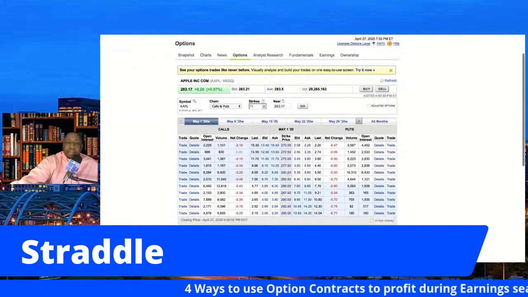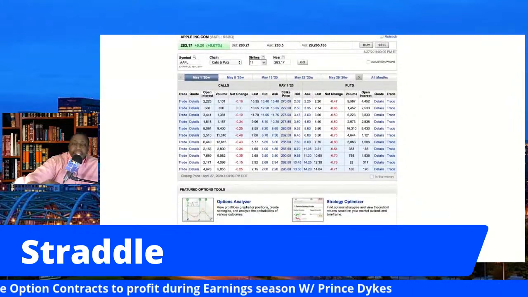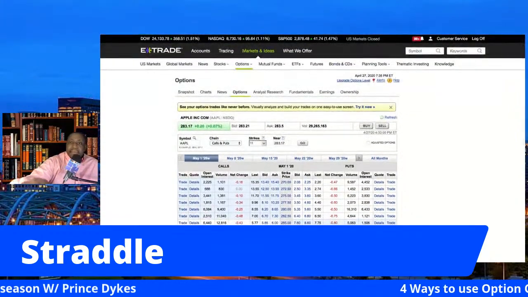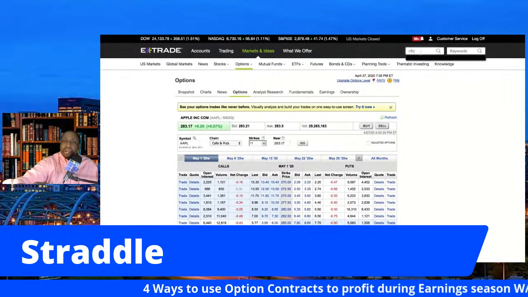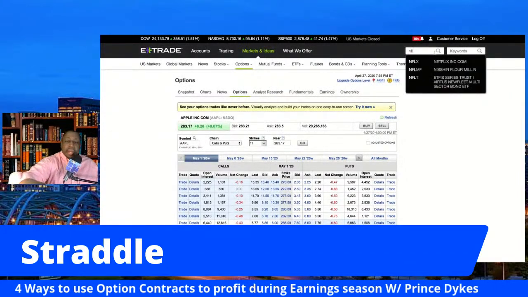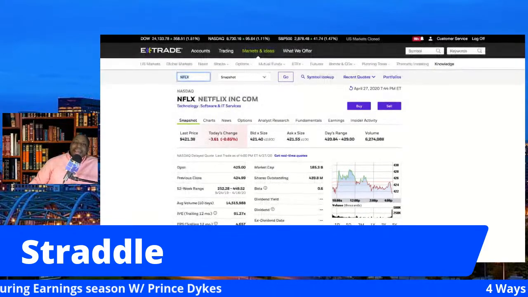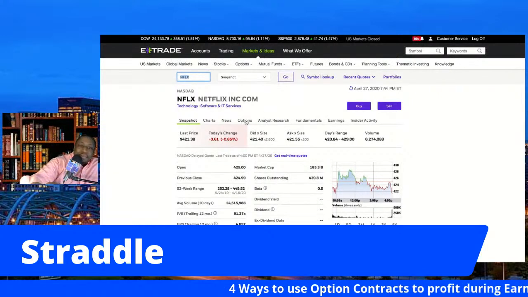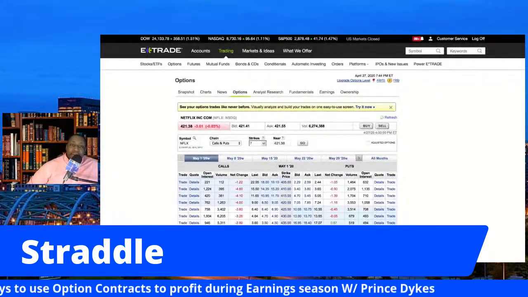A straddle person is a person who's going to buy, let's say right here, Apple. You know what? Somebody asked about Netflix. Let's look up Netflix just a little bit. My experience, don't do straddles on Netflix. The reason why they don't do well, I learned from experience, is not at the money strikes. I'll show you how to do that game in a little bit.